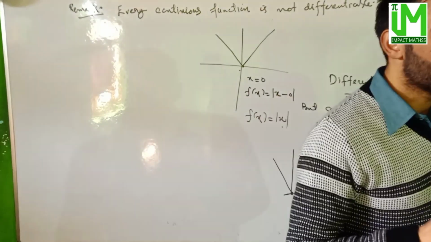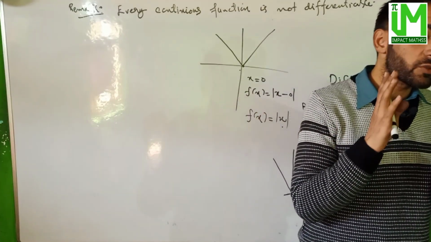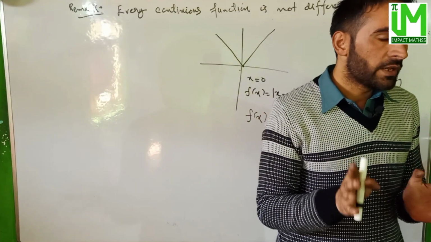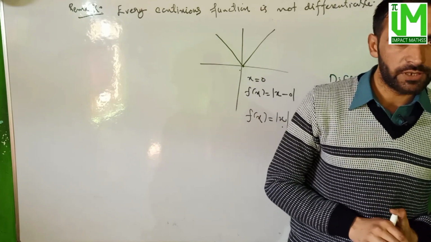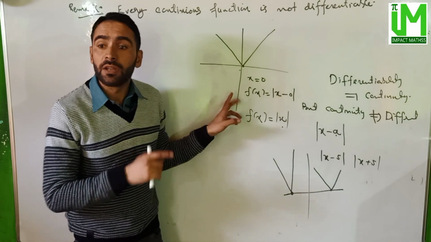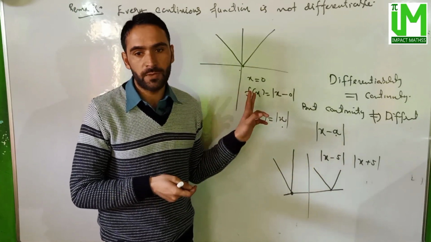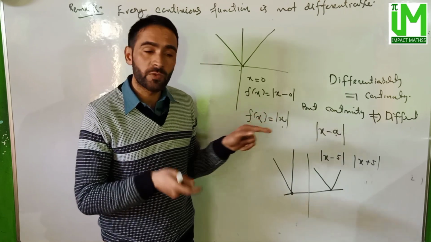Okay? We already know that the function f of x is equal to mod x is continuous throughout its domain. Okay? At every point in the domain it is continuous. So it is continuous but not differentiable at x is equal to 0. Let me check that.